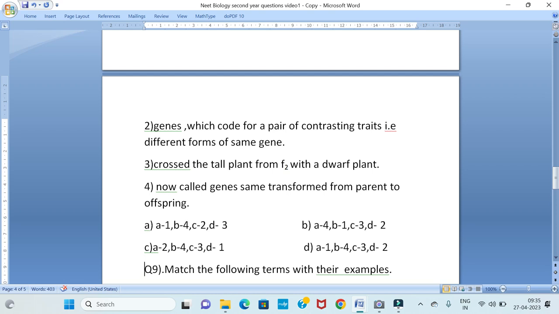Next, factors. Factors are genes now; in earlier days they were called Mendel's factors, but now called genes, the same forms transferred from parent to offspring. Mendel proposed how many general principles? Two. The first is the law of dominance, the second is the law of segregation.